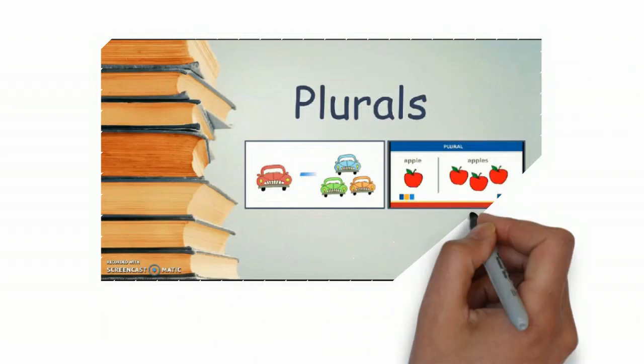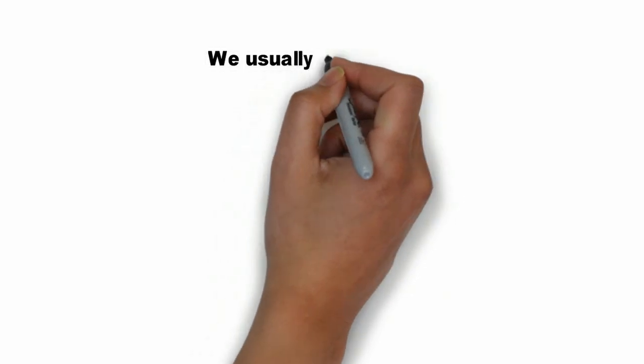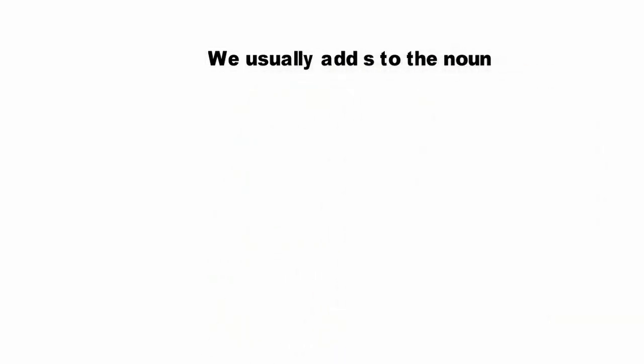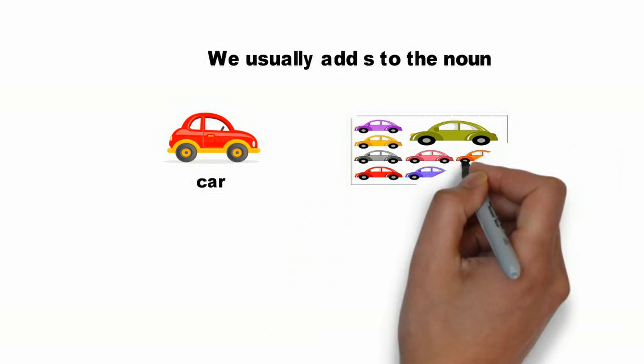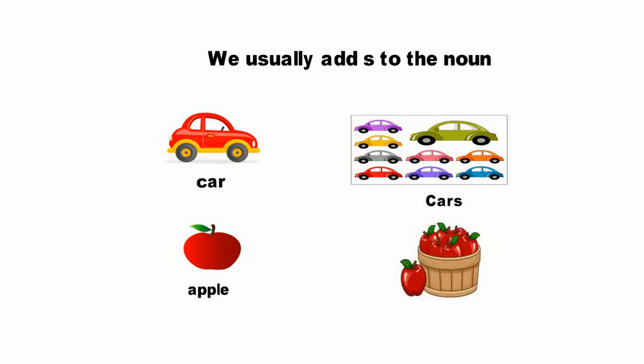In this lesson, you will learn plural nouns. Shall I add s, es, or ies? Let's see. We usually add s to the noun. For example, car, we just add s when it's plural. Cars. Apple, we just add s to it when it's plural. Apples.